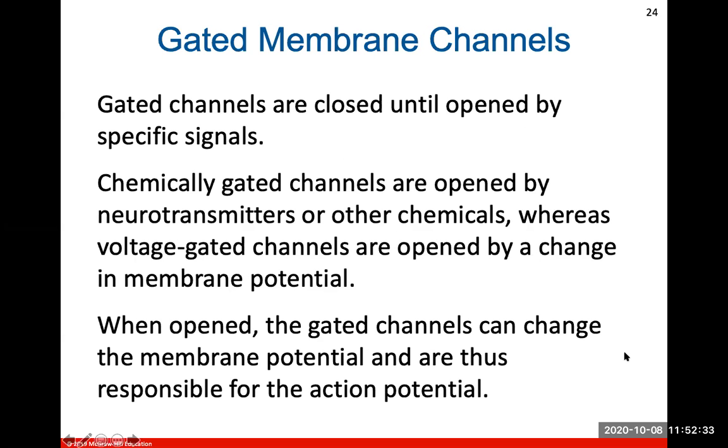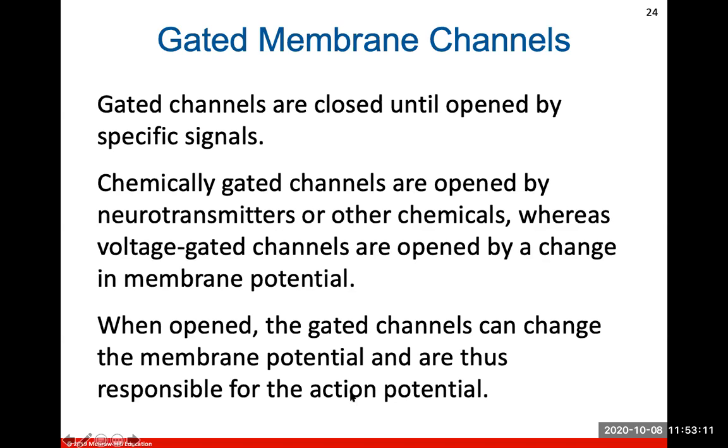Gated membrane channels are closed until they are opened by specific signals. Chemically gated channels are opened by neurotransmitters or other chemicals, whereas voltage gated channels are opened by a change in membrane potential. And that change in membrane potential occurs when a nerve gets stimulated, by some sort of external or internal stimulus. When these channels are opened, the gated channels can change the membrane potential when ions rush through them and are thus responsible for an action potential.